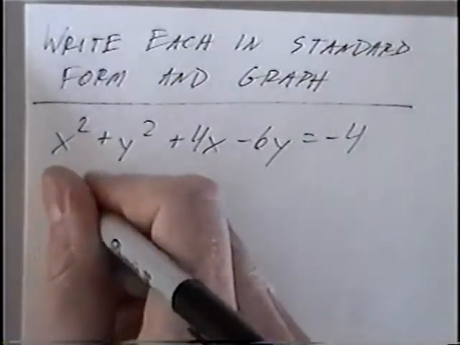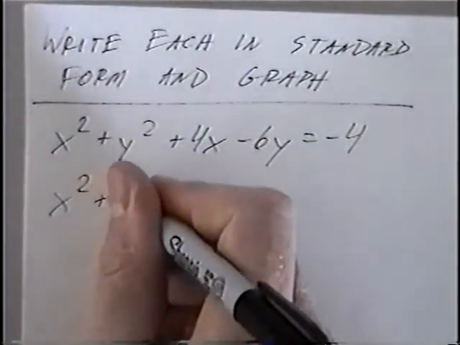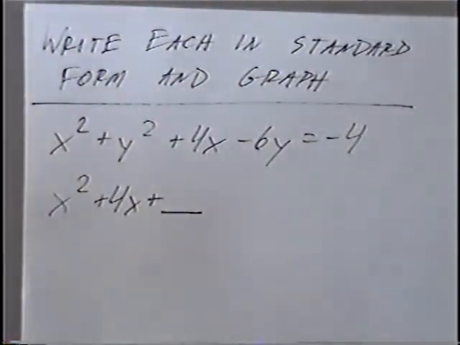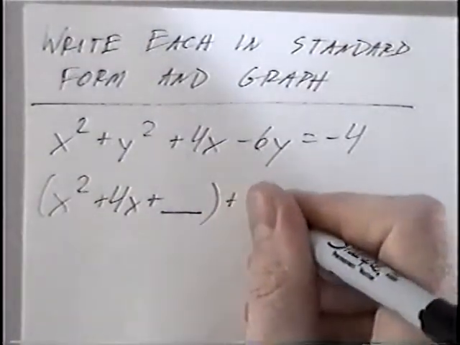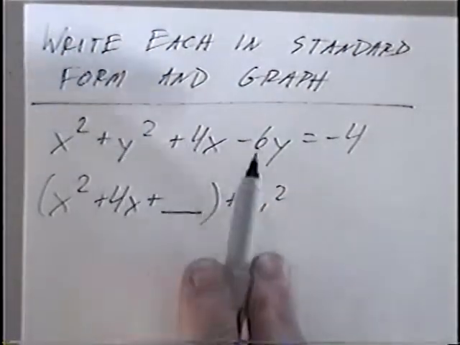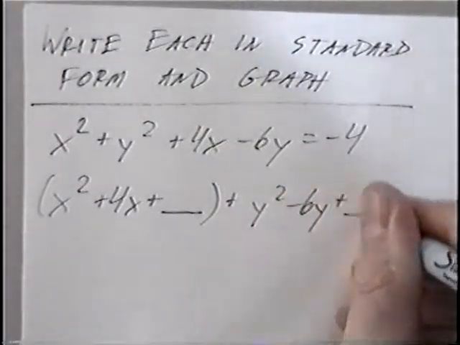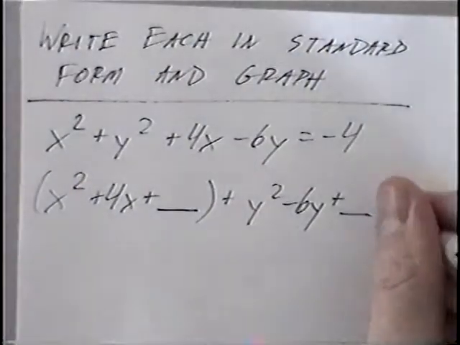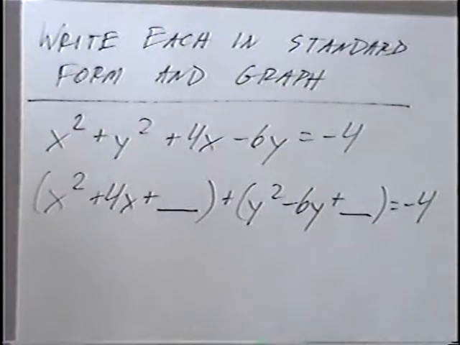To factor this, we'd have x squared. Then we can bring the 4x next to it, and completing the square we'll add a number to that in just a minute. Afterwards we'll have y squared, and the minus 6y we can put next to that, and again we'll add a number to complete the square in just a minute. Equals -4.